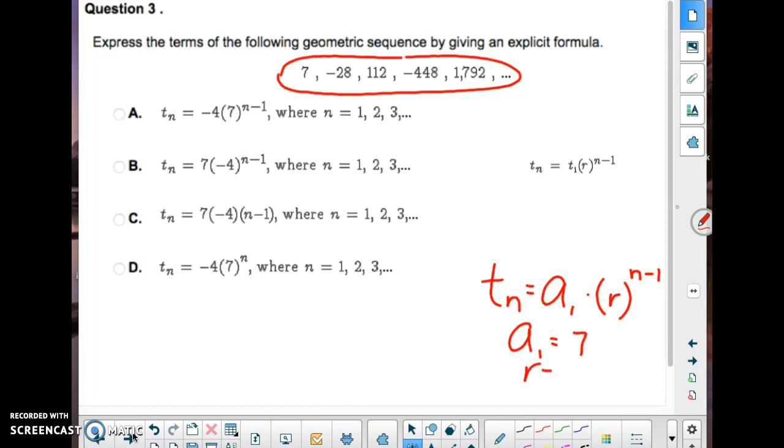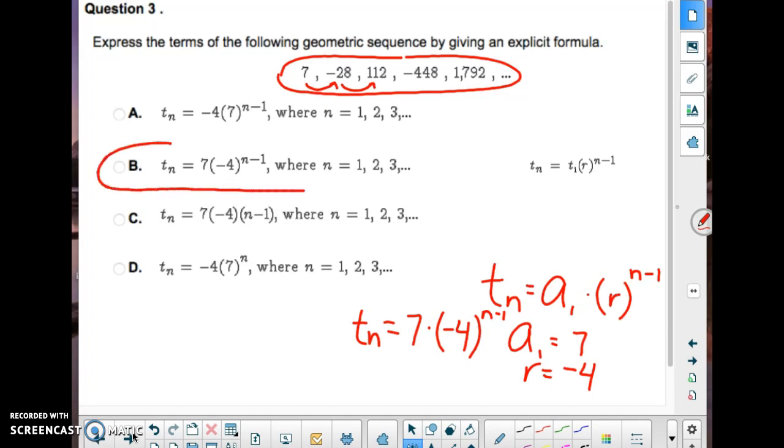And then our ratio here, we want to look at what we're multiplying each term by to get to the next one. So notice we're multiplying 7 by -4. Then we're taking the -28 and multiplying by -4 again. So our ratio is -4. So if we put all of those values into our equation, we end up getting 7 times the -4 in parentheses to n minus 1 power. And if we look at our answers, that'll be letter B. It's just looking for the first term and the ratio and filling in those values.